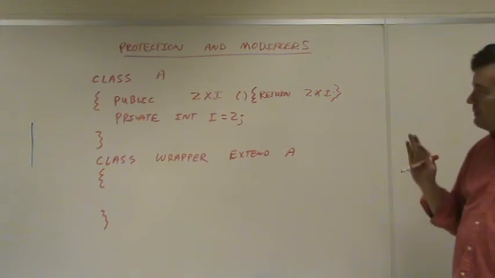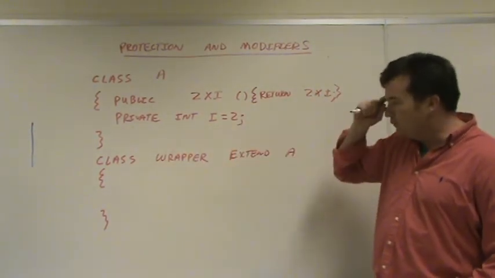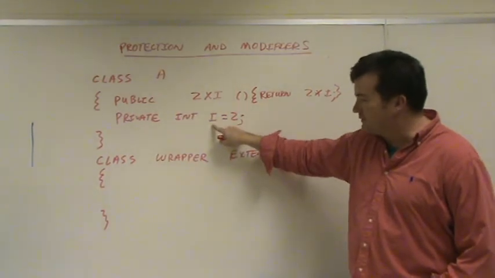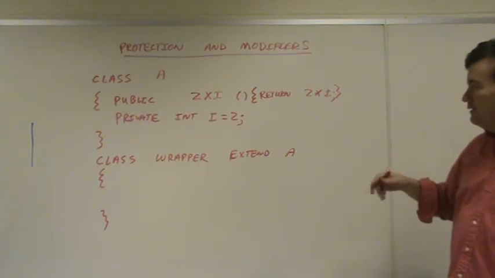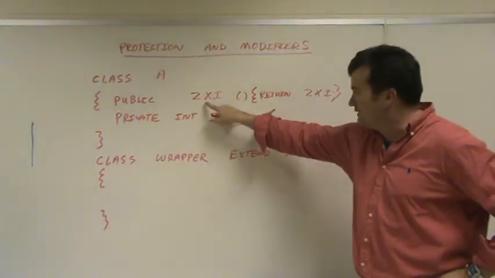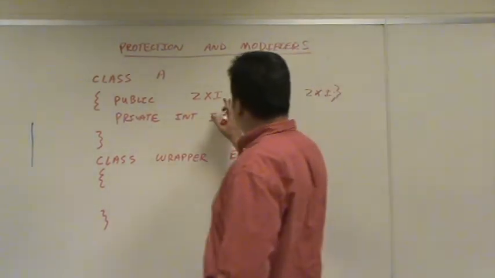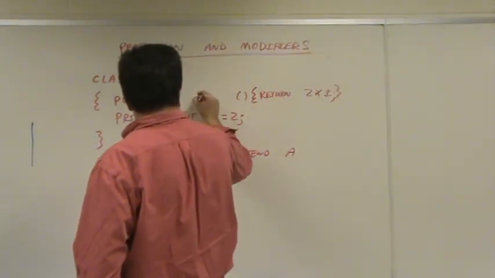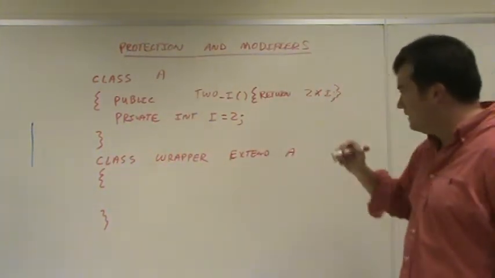Yeah, what I'm trying to come up with is an example of where there would be a method that serves a purpose, but we don't want anyone to ever be able to see this exactly. This isn't the greatest example. I've made it so clear you can figure out what I is just by calling 2 times I. It returns 2 times I.